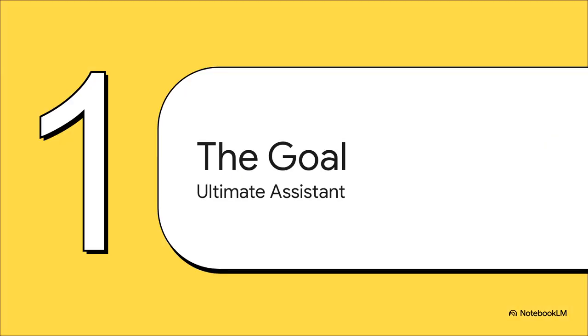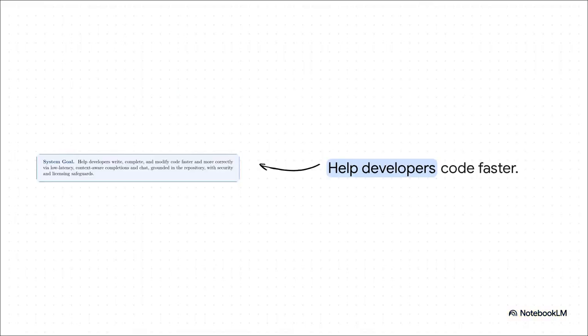The goal. Building the ultimate assistant. Right, let's get into it. We are basically juggling two massive expectations at once. On one hand, we need ultra-low latency, context-aware completions that pop up instantly. On the other hand, we need this deep, repo-grounded chat that completely understands your whole code base. And all of this has to be wrapped up in strict security and licensing safeguards. It's this monumental balancing act between speed, intelligence, and safety.